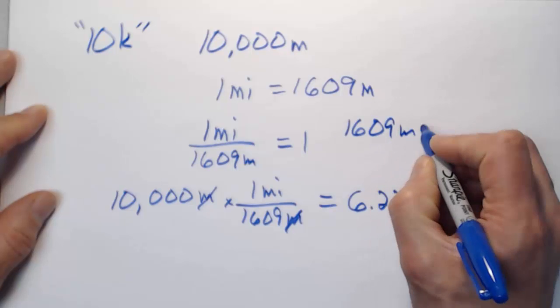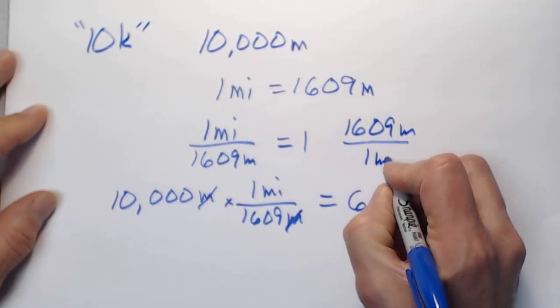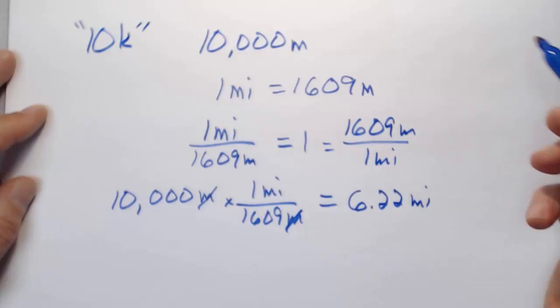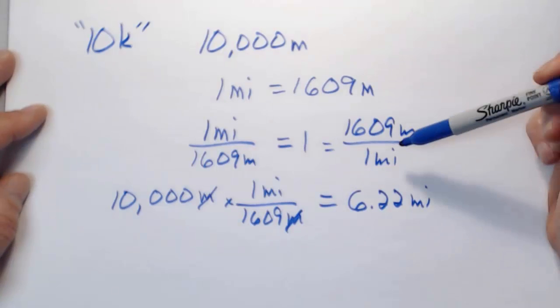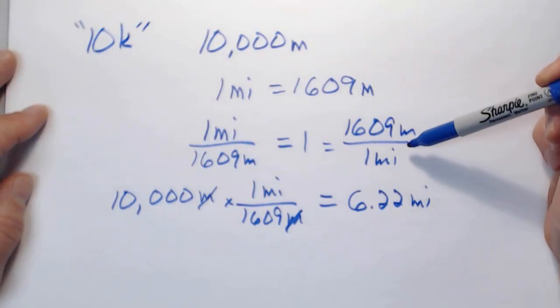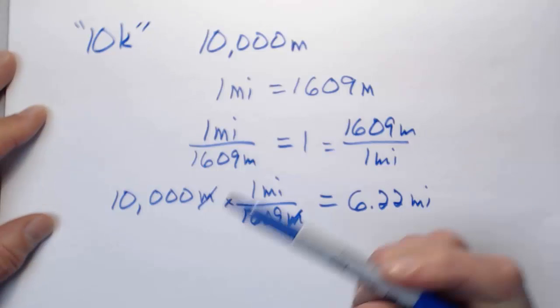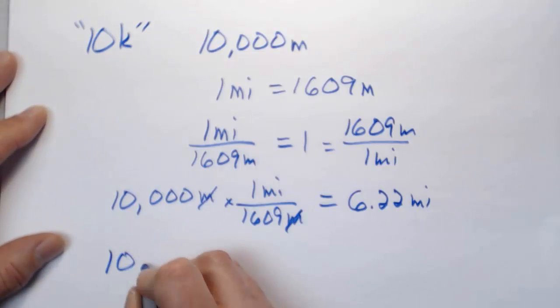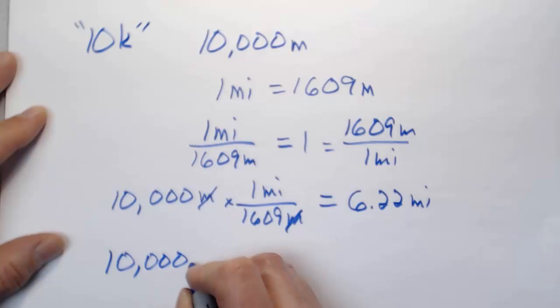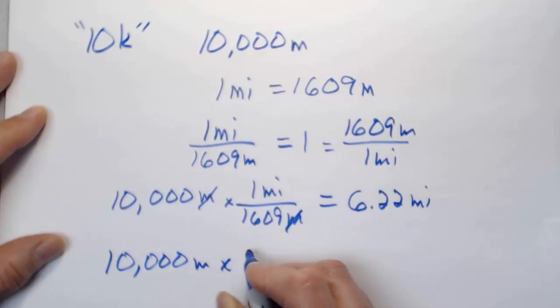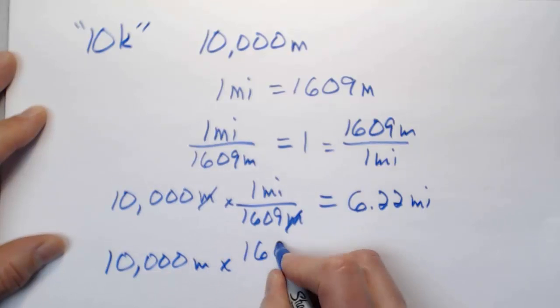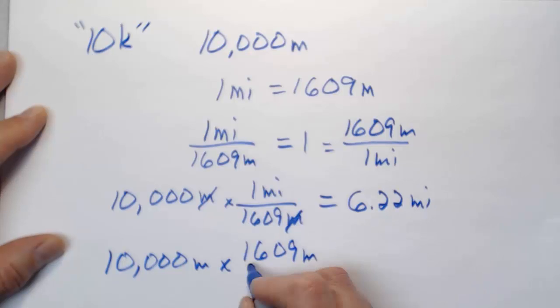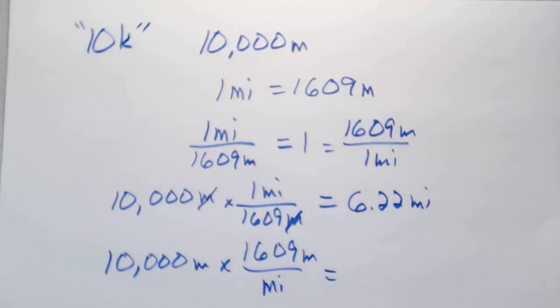1,609 meters over 1 mile. I can get that with the same conversion things, but if I use my method for converting by multiplying by this, here's what I'd have. I'd have 10,000 meters times 1,609 meters per mile, and I'd get some huge number.